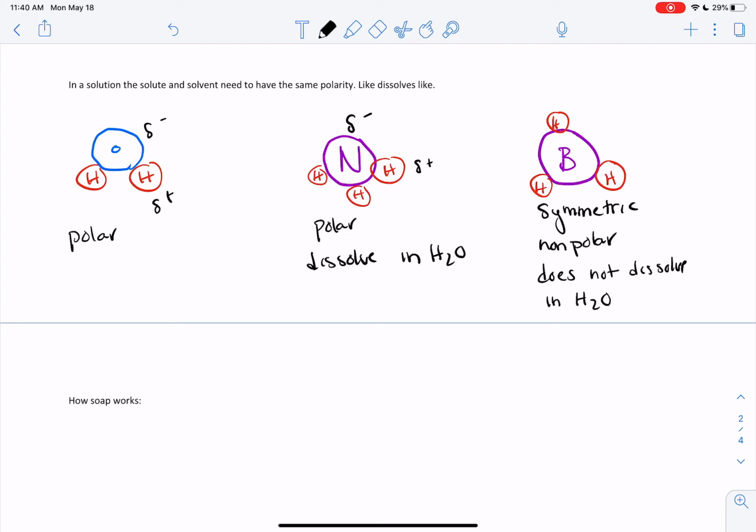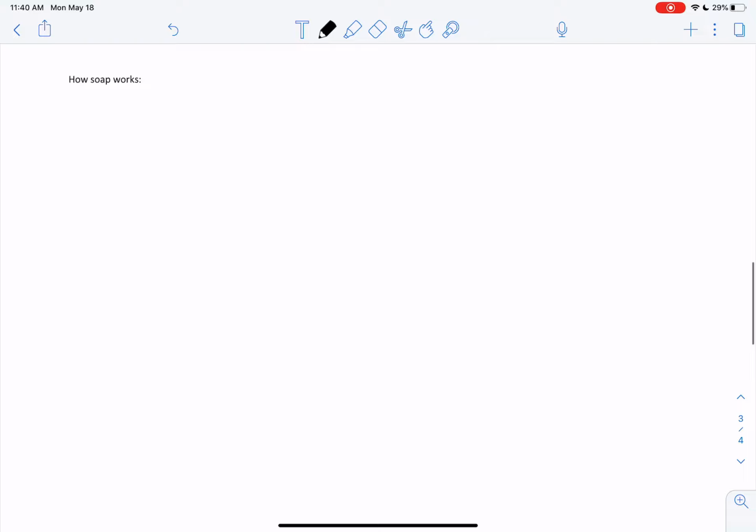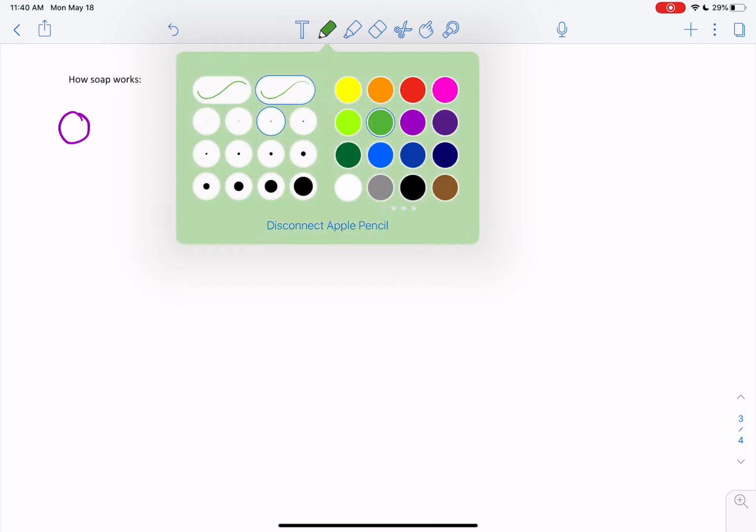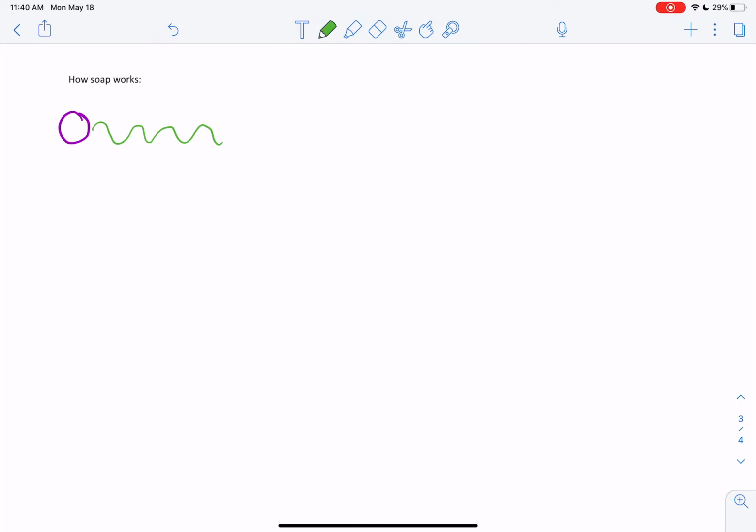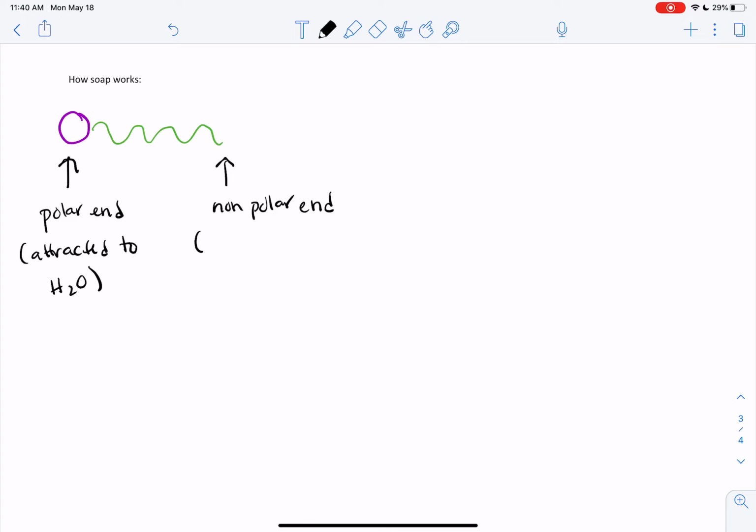Okay, so this actually allows us to explain how soap works. So soap is a molecule, looks like this, and it has one polar end. And so we know water is polar, so the polar end is going to be attracted to water. And it has one nonpolar end. And so that side is not going to be attracted to water. It's going to be attracted to non-polar substances like oil or fat.